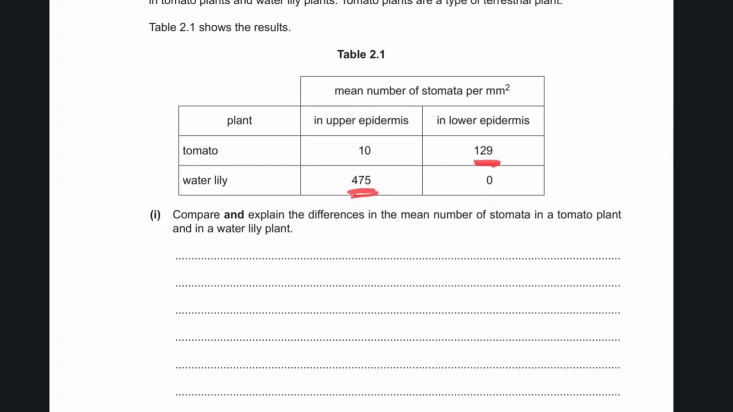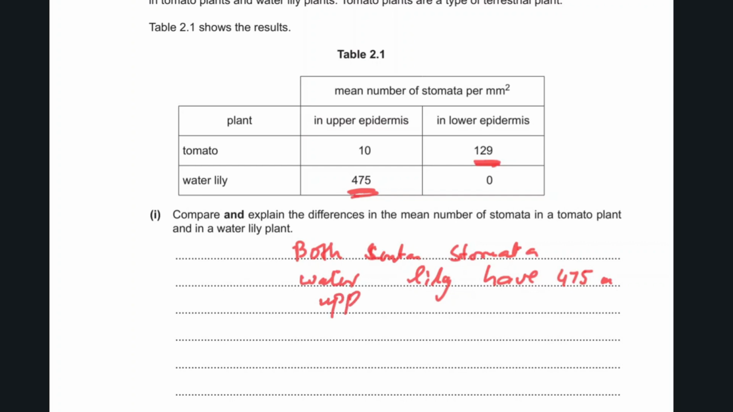You can write the similarity that both contain stomata, and you will mention that the water lily has 475 on the upper surface. So you can give the reference of the data, you can quote the data. Upper epidermis, you can even mention the tomato, but the question is compare.